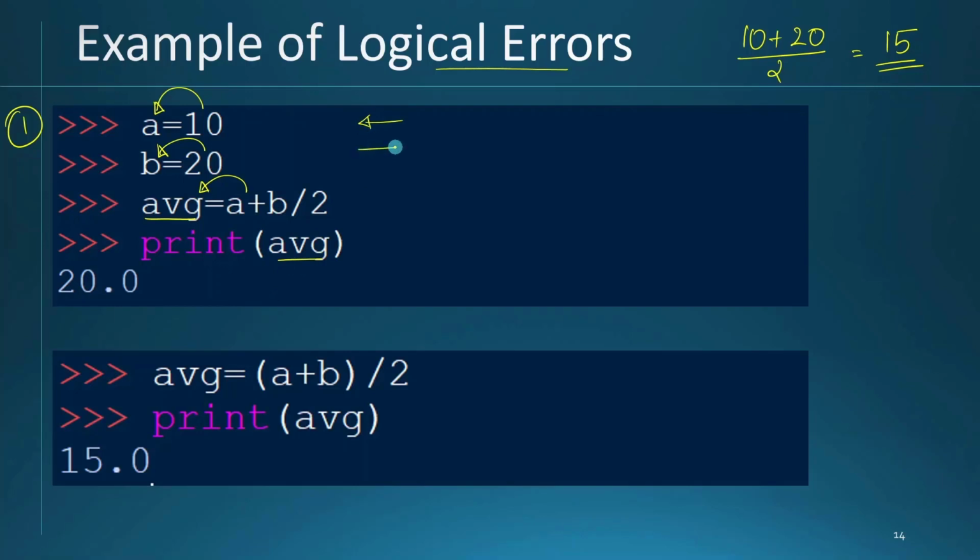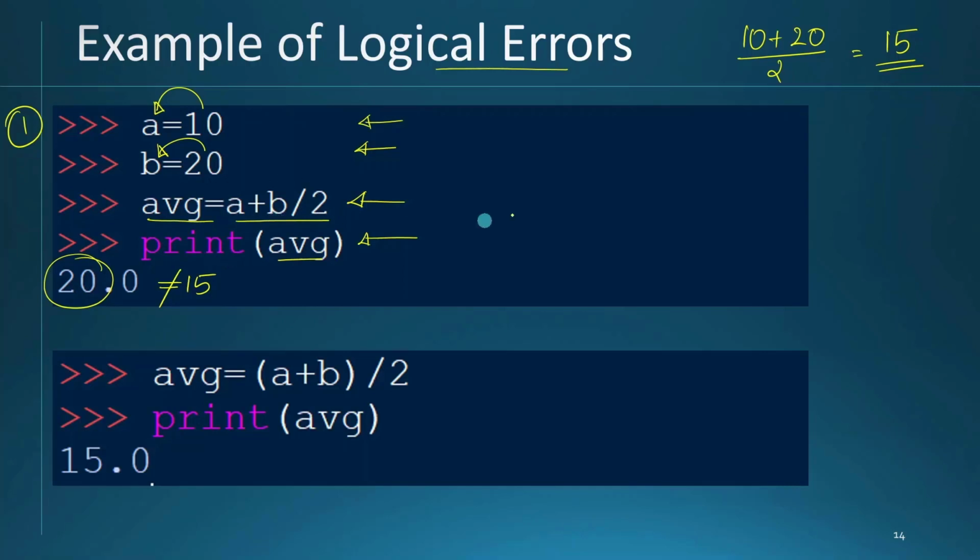Now when the interpreter goes through each line, it will not see any error because all the lines are written perfectly according to the Python rules. So this program does not have a syntax error, but you see the output. We are getting 20. We were expecting 15, and 20 is not equal to 15, so we have a logical error inside this. Now we have to read each line and find out where my program goes wrong.